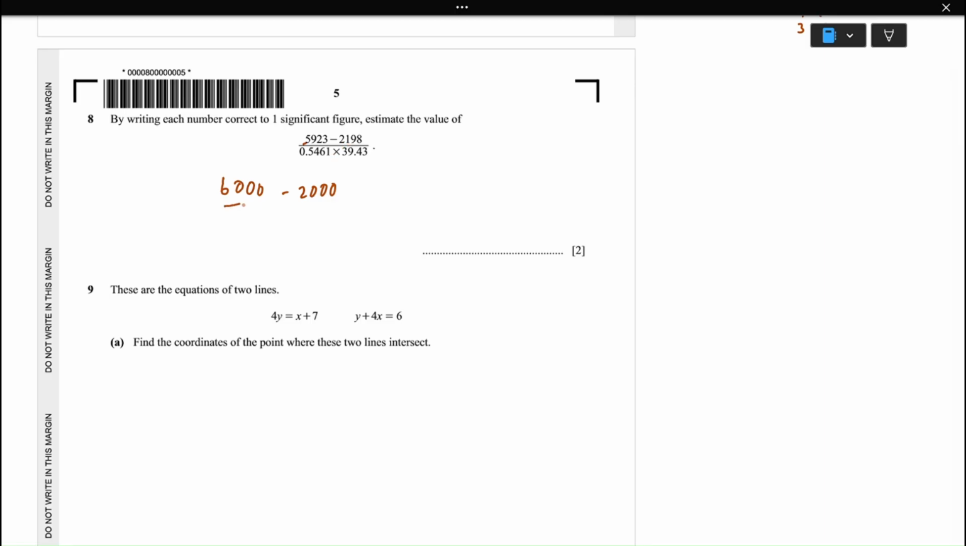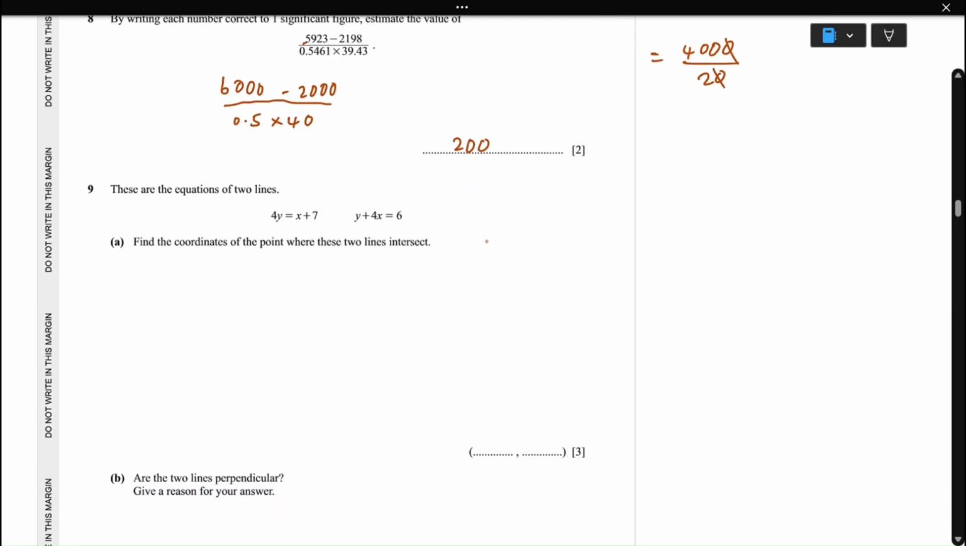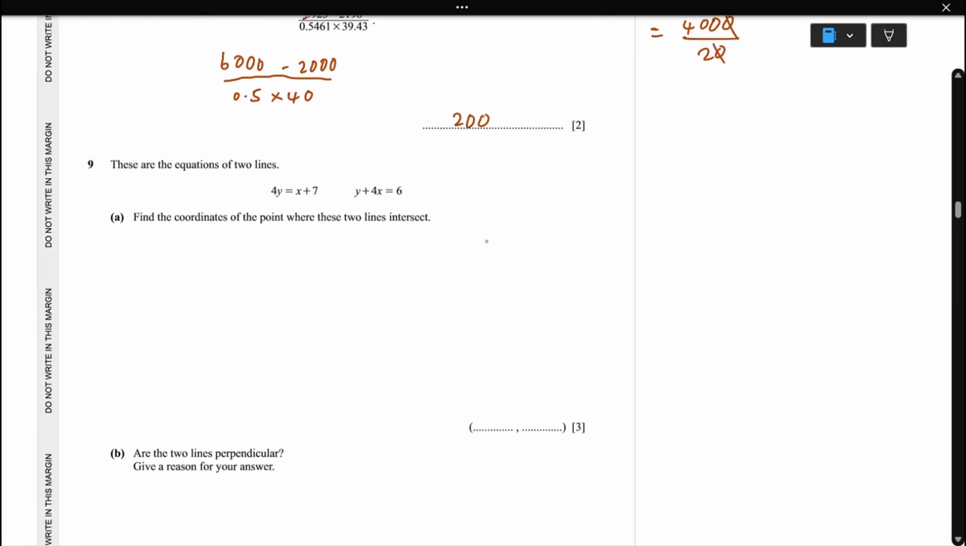So we keep 1. The denominator is going to be 0.5, one significant figure, times 40. So when we calculate, the numerator is 6,000 minus 2,000, which is 4,000, over 0.5 times 40. That means half of 40 is going to be 20. So the 10s got cancelled. So 400, and when you divide it by 2 it's going to be 200. That is the answer here.